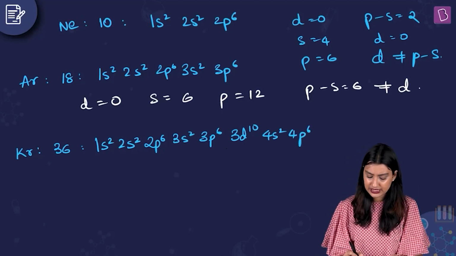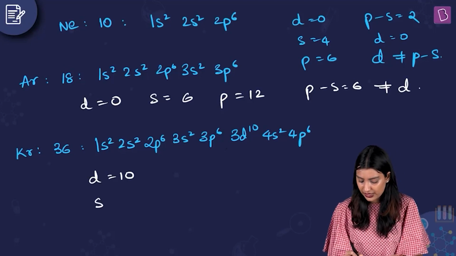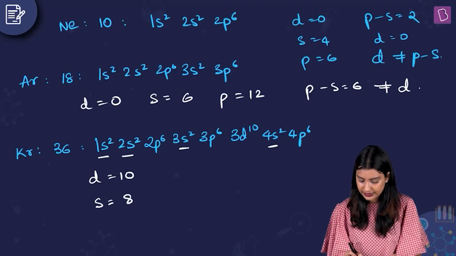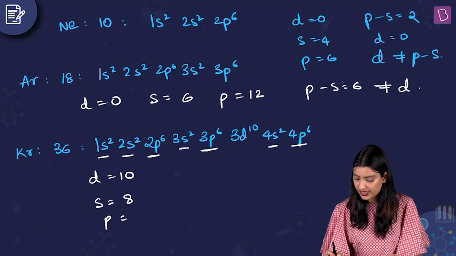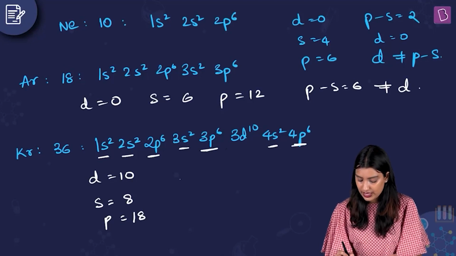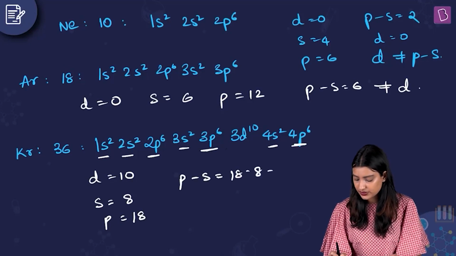Now, the number of d electrons is going to be 10. Number of s electrons is going to be 2, 4, 6, 8. Right? Number of p electrons is going to be 6 and 12 and 18. So, p electrons minus s electrons is going to be what? 18 minus 8, which is equal to 10.